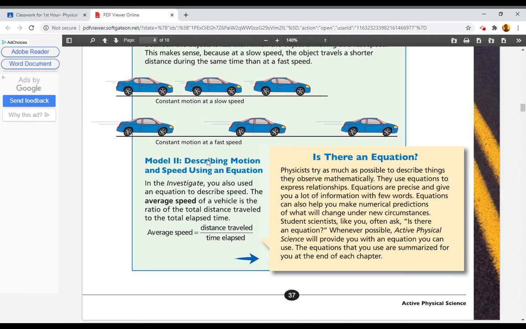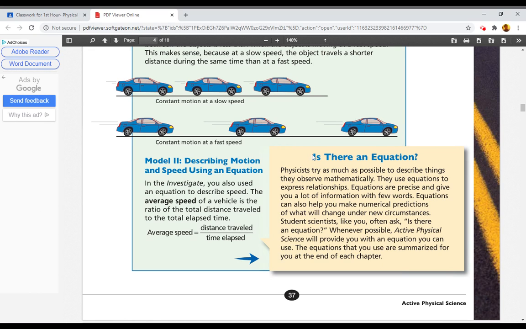Model 2. Describing motion and speed using an equation. In the investigate, you also used an equation to describe speed. The average speed of a vehicle is the ratio of the total distance traveled to the total elapsed time. Average speed equals distance traveled divided by time elapsed.